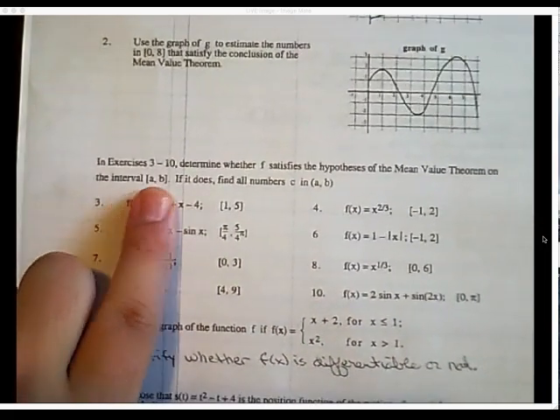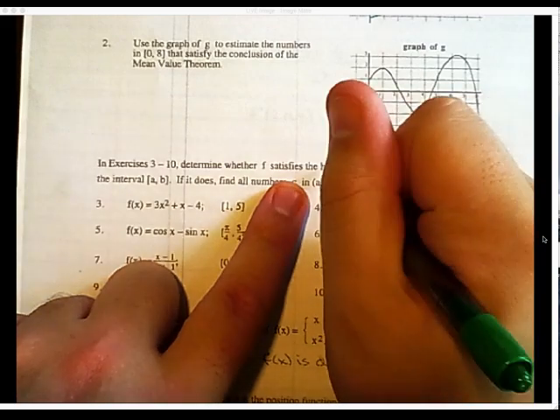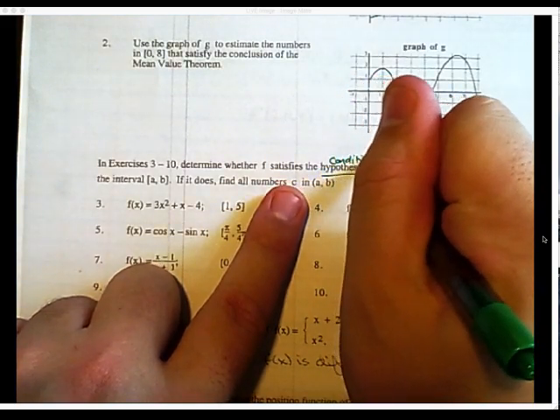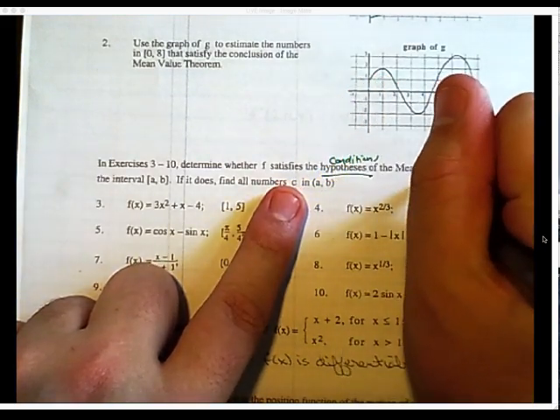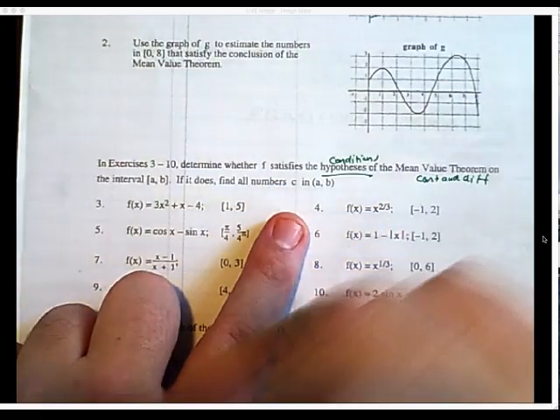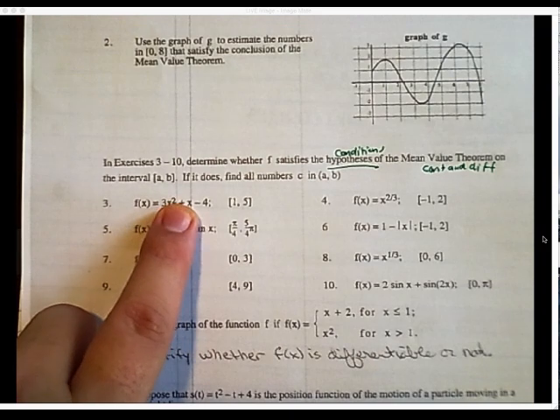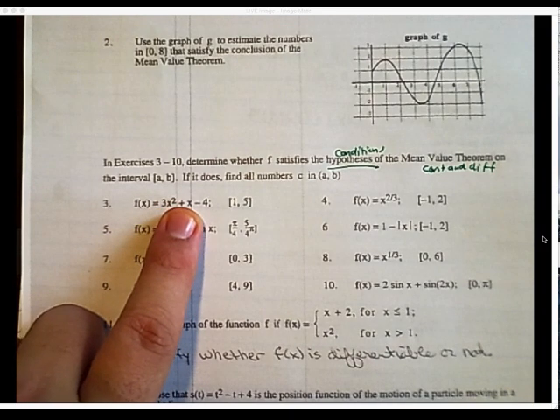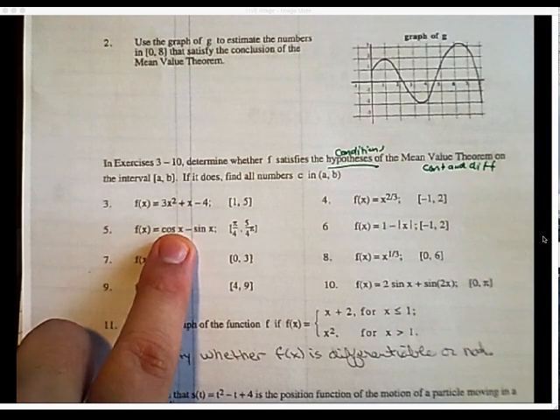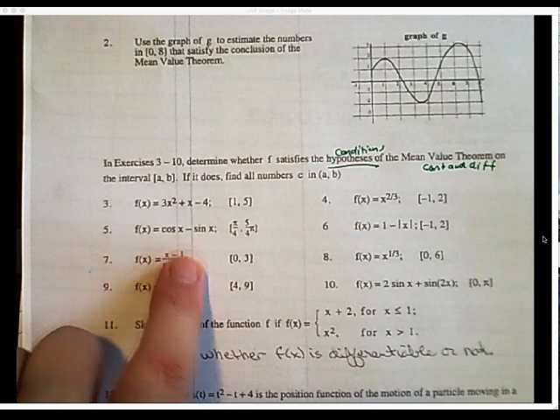In exercises 3 through 10, determine whether f satisfies the hypotheses of the mean value theorem. So what does that mean? It needs to be continuous and differentiable. Before you start working things out, make sure these functions are continuous and differentiable. This is a polynomial. It's continuous and differentiable everywhere. Both of these are trig functions, continuous and differentiable everywhere. Therefore, even if you subtract, it's going to be continuous and differentiable everywhere.